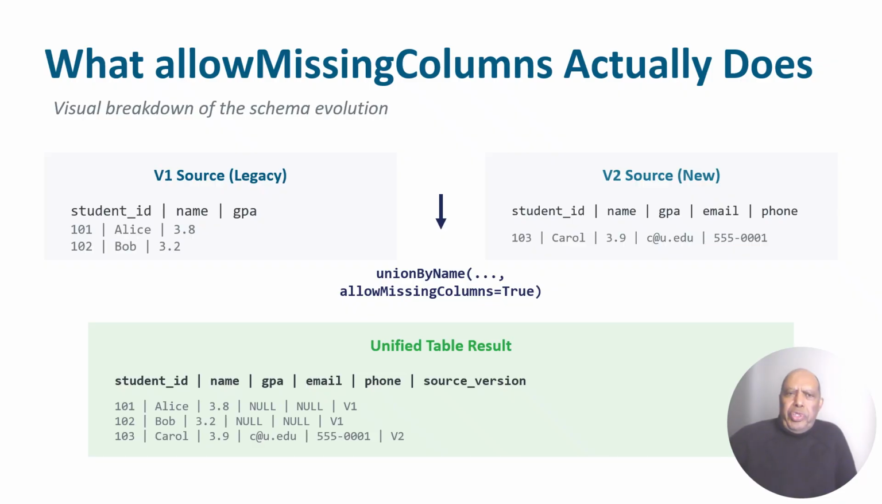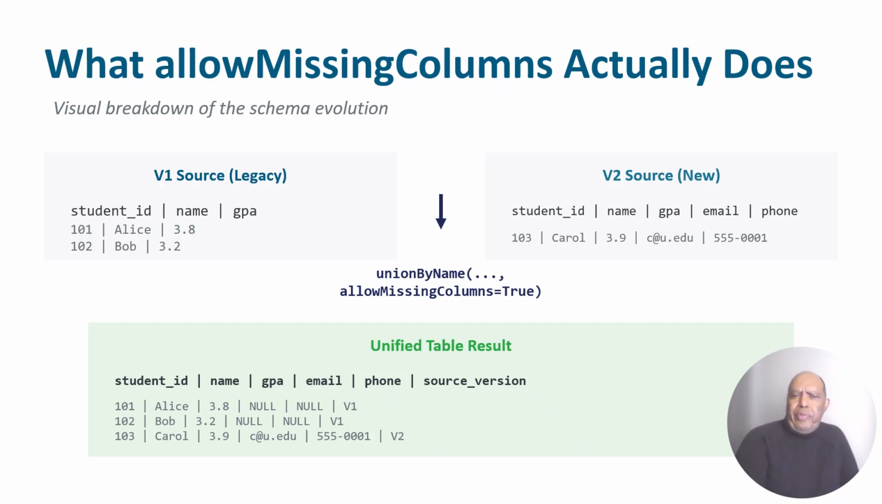Now, let me show you visually what is happening with allow missing columns. V1 source, which is legacy, has 3 columns: student ID, name, and GPA. 2 records: Alice with 3.8 GPA, Bob with 3.2 GPA. This is your historical data.